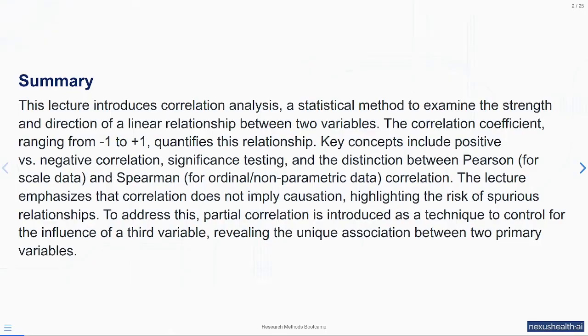We shall also be looking at the concept of partial correlation, which is a technique that is used to control for the influence of a third variable, thereby revealing the unique association between the two primary variables that we are interested in.